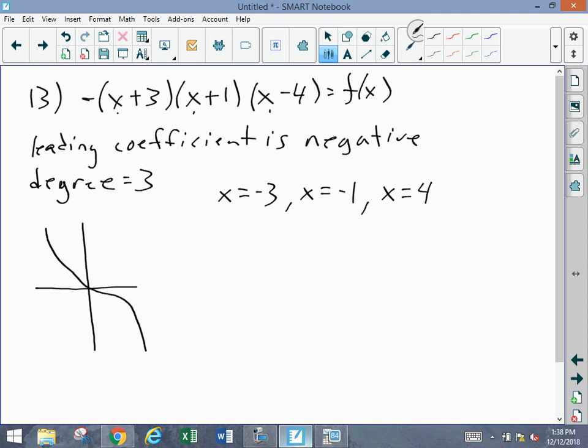No, see. Go to negative 3. No, it goes through negative 4.